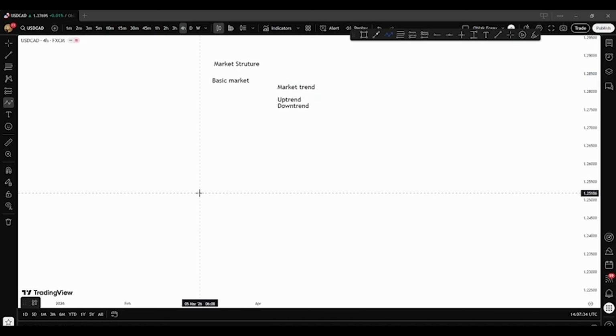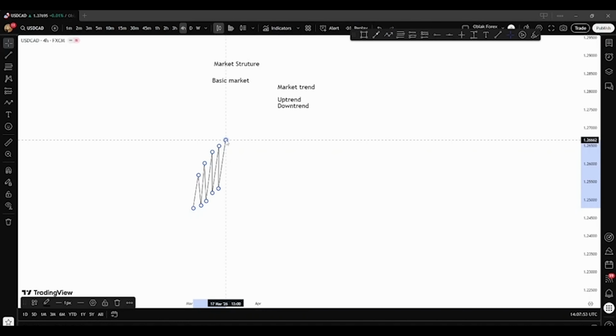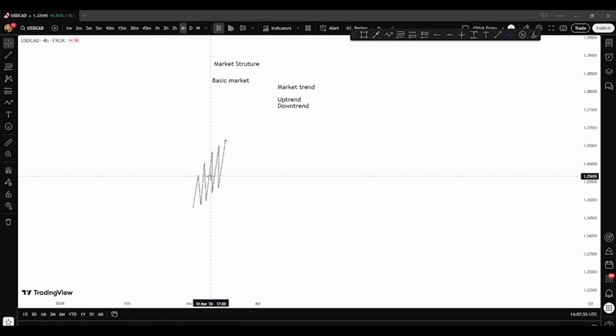So when we talk about the uptrend, it's a scenario where you start seeing a series of higher highs and higher lows, highs being taken out and lows being respected. We say the market is on an uptrend, the market is buying and the market is bullish. That is how we call this uptrend.